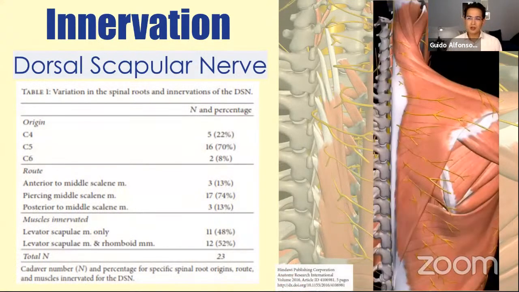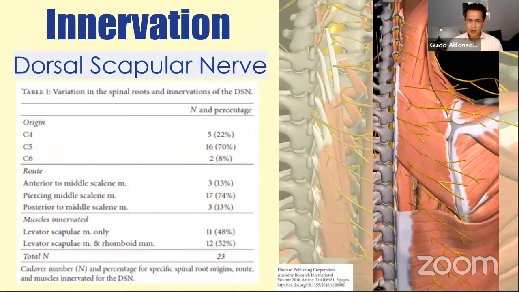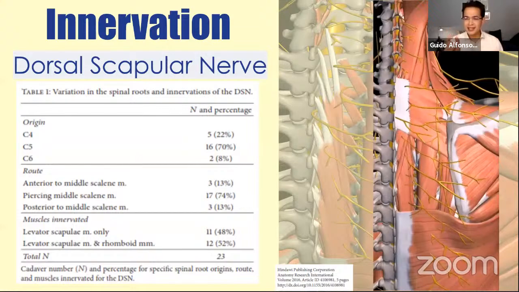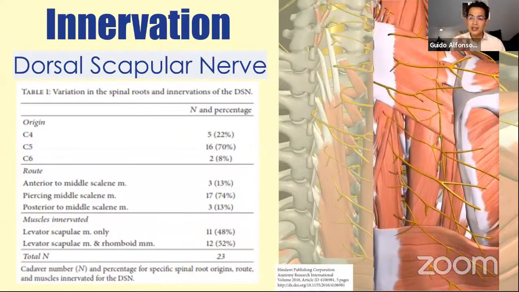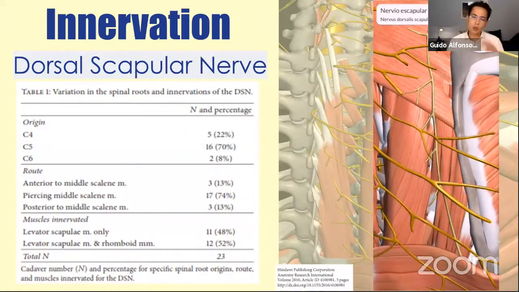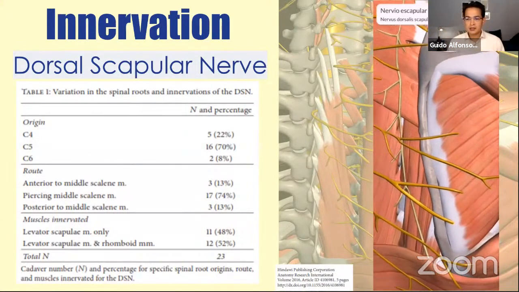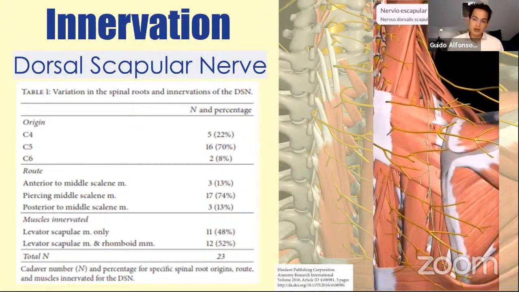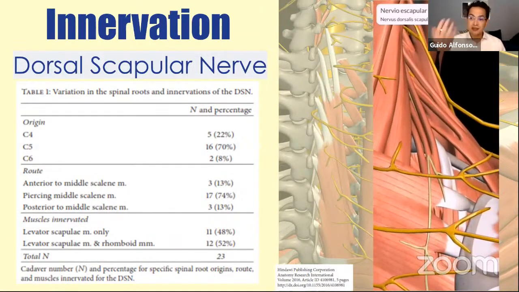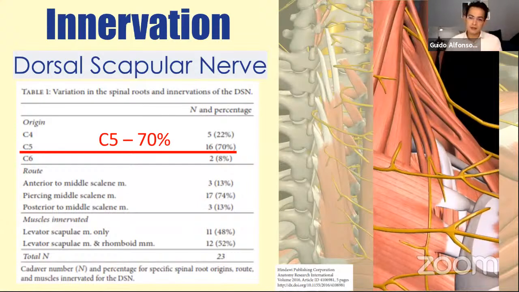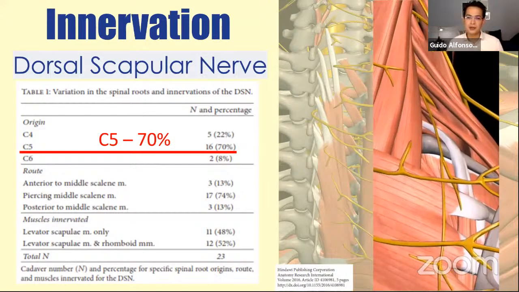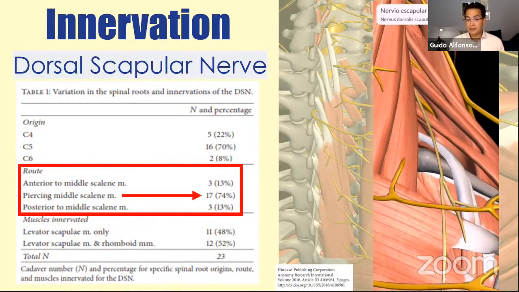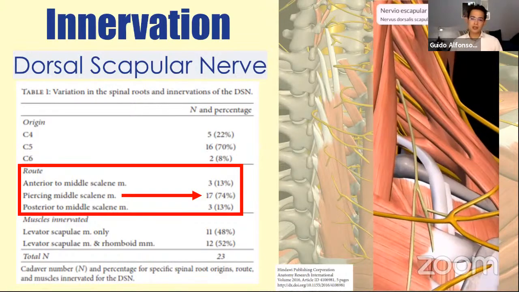Look, when you think of the dorsal scapular nerve, at the beginning you say, okay, C5, that is the thing we remember. But look at the distance between the medial border of the scapula and the nerve: it's 1.5 centimeters on average, ranging from 1 to 3.2 centimeters. The nerve goes posterior to the serratus posterior, and comes from anterior to posterior in the shoulder, piercing the middle scalene muscle. The first root of this nerve is C5 in 70% of the cases. They pierce the middle scalene muscle in 74% of the cases.